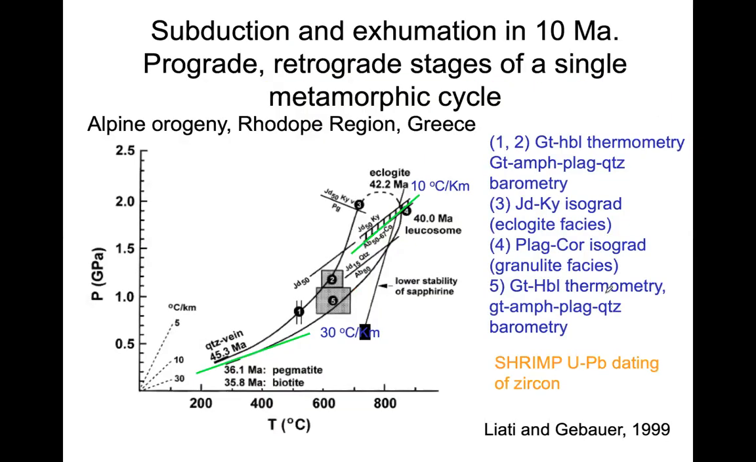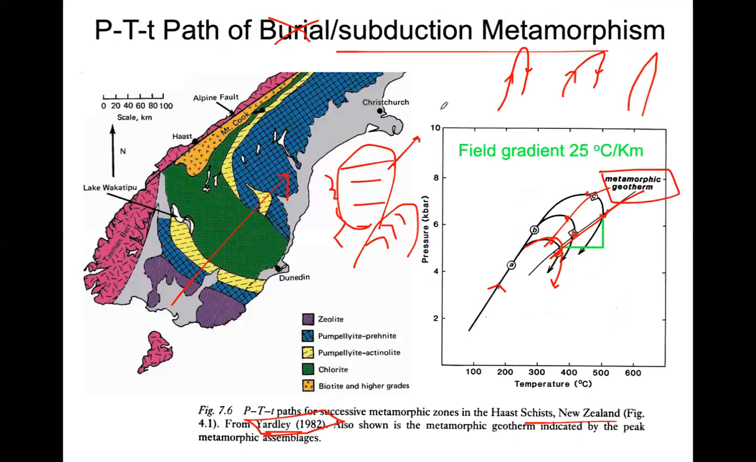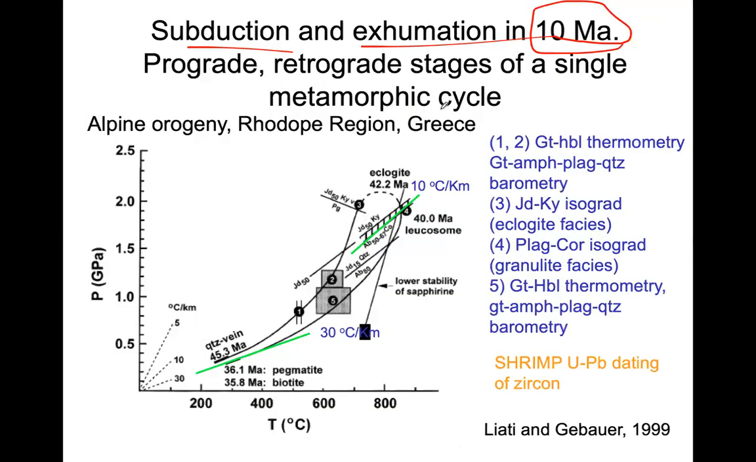So another example is here. You can see subduction as well as exhumation in a very short period of time, like 10 million years, right? So they have incorporated timing as well. That means geochronology also. So that is a complete PTt path, not like the PT diagrams that we have discussed so far, right? So you can see number 1 and 2 here and here, right?